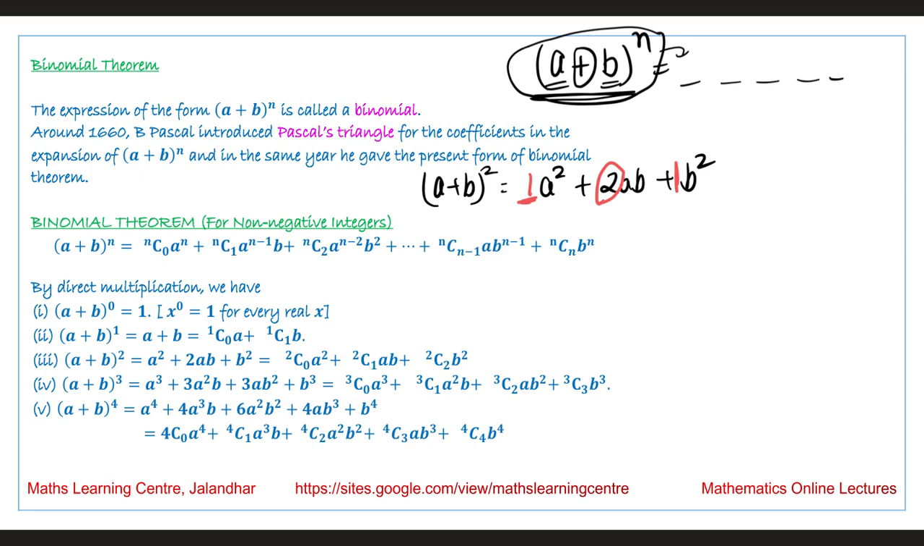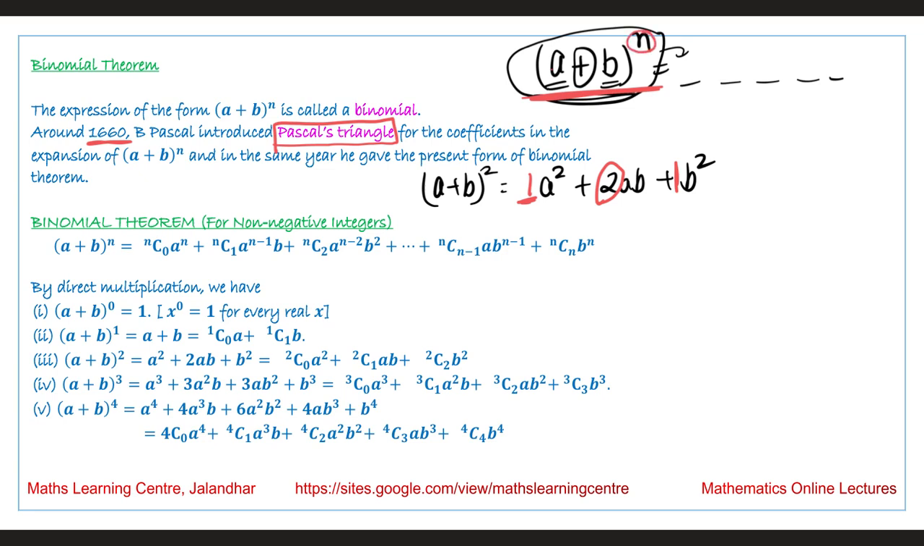These coefficients we can obtain by using Pascal's triangle, which was introduced by Pascal in 1660. So in this chapter we are basically concerned with the expansion of these kinds of expressions, that is, a plus b raised to the power n.